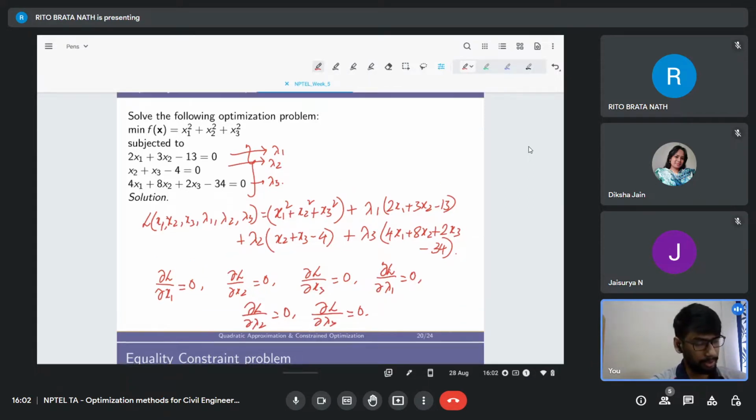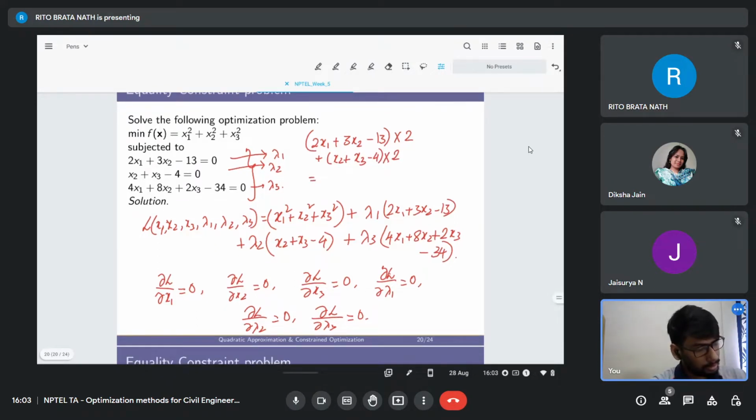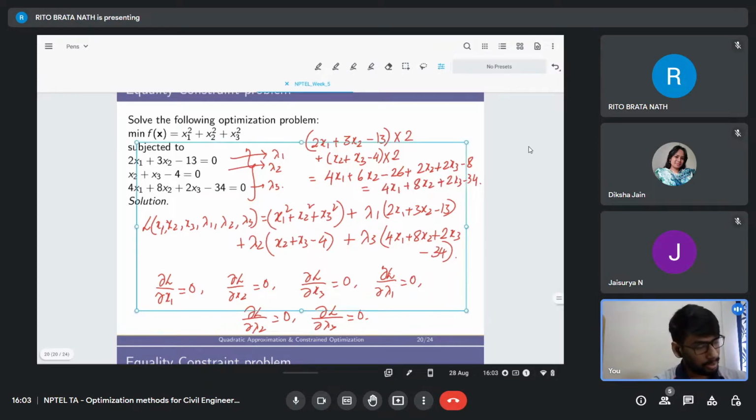If you see these three equations, what you can notice is that if you combine the first two equations, suppose 2x1 plus 3x2 minus 13, I multiply this by 2, and the second equation you also multiply by 2. So this is 4x1 plus 6x2 minus 26 plus 2x2 plus 2x3 minus 8. So this part is nothing but 4x1 plus 8x2 plus 2x3 minus 34.